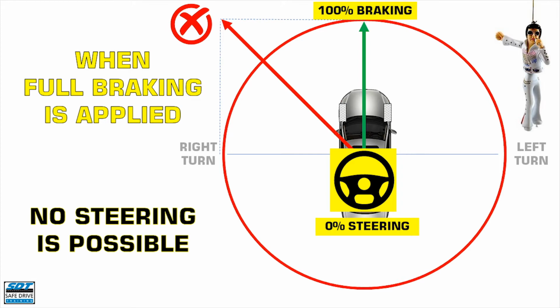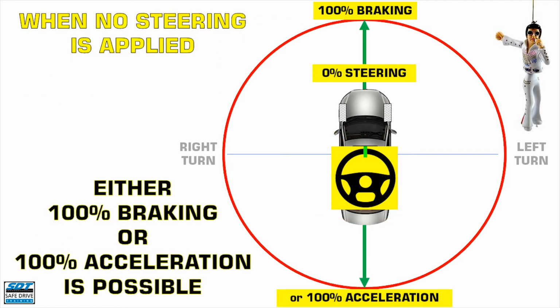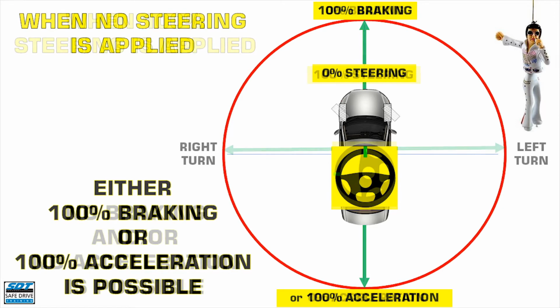With 100% braking, with Elvis swung as far forward as possible, no steering is available, as this does not fit within the traction circle, and dancing Elvis cannot swing to this point. So when no steering is applied, you can brake to the maximum or accelerate to the maximum. The tyres have 100% grip available for either braking or accelerating should you wish to.